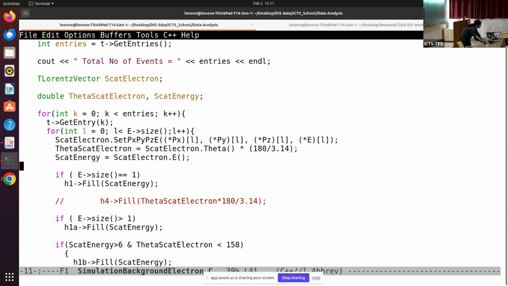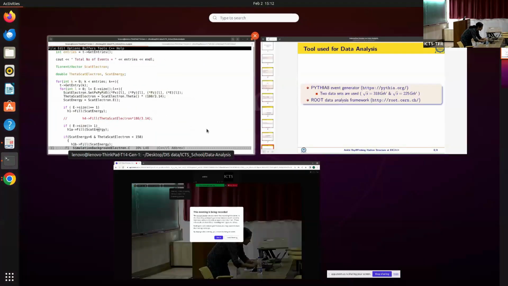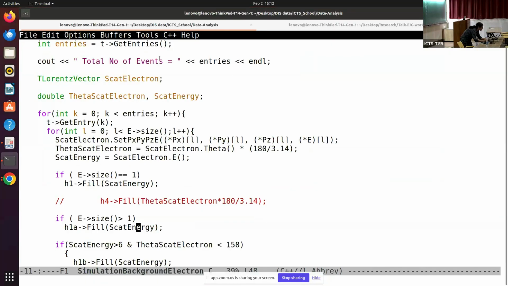I have written here one histogram. If the electron size is only one, then you plot the energy information. And when the electron size is more than one, then you draw another histogram, H1A. Okay, so I am splitting. Earlier I had an entire spectra. Now in simulation, I am doing microanalysis. When there is only one electron, what should my spectra be, and when it is more than one electron, how does it look. Okay. Then let's go back and just plot this one, and then I will come back again.